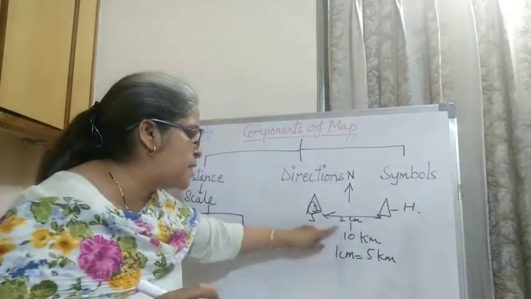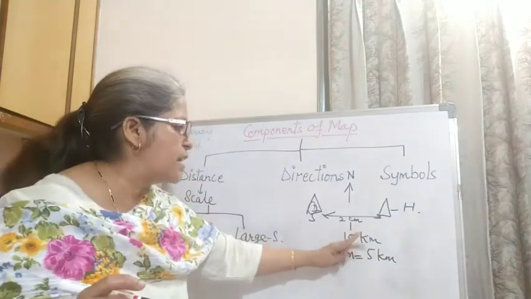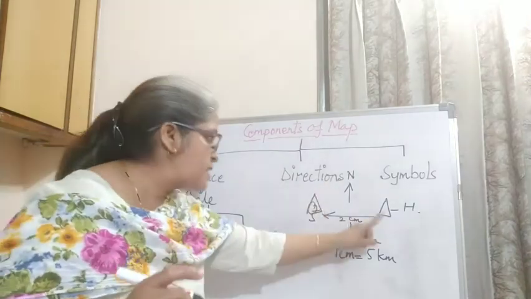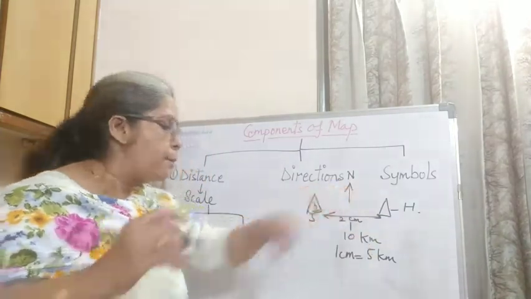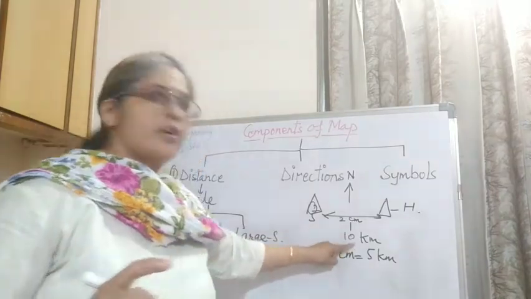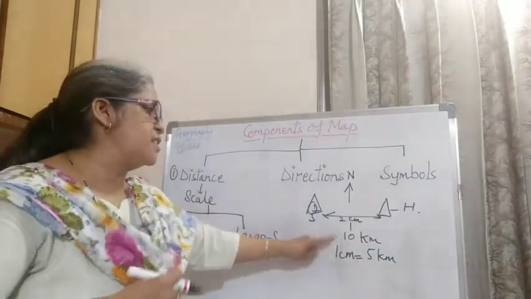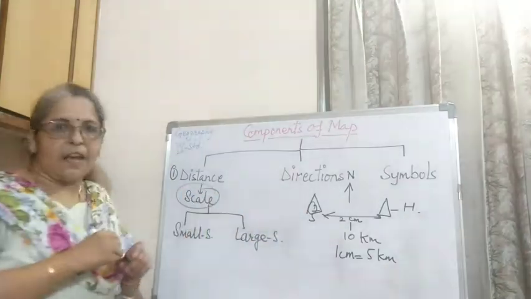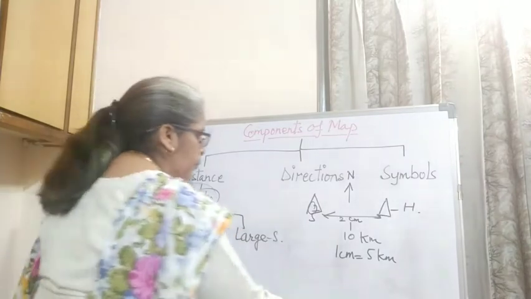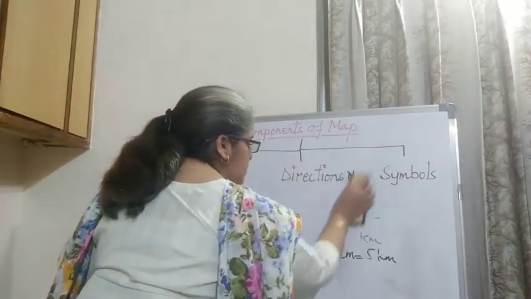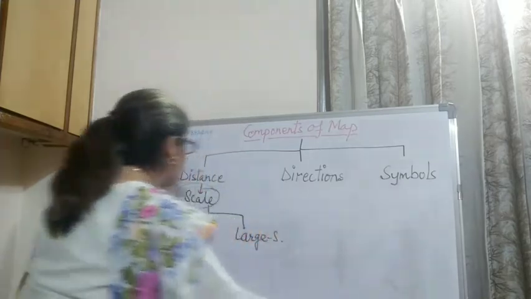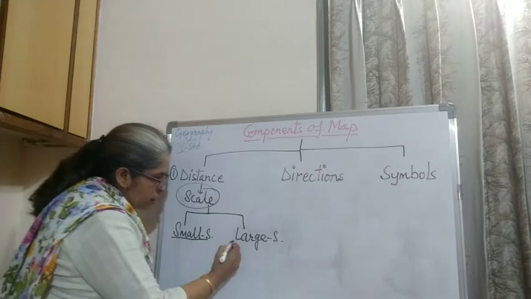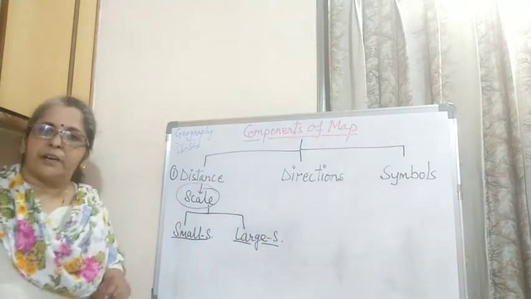2 centimeters means 1 centimeter is 5 kilometers and 2 centimeters is equal to 10 kilometers. Like this you will show the distance between your school and house, the difference between the actual distance on the ground and the distance shown on the map. This is the meaning of the scale. I hope you understood the meaning of the scale. Now that you understand the meaning of the scale, it will be easy for you to understand the two different types of scales.